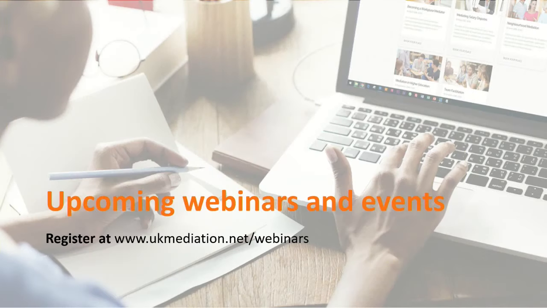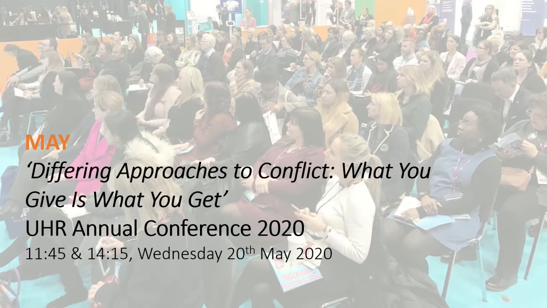And just to say that round the corner, we've got a few more webinars and events coming up. The one that's particularly pertinent for HE is about a presentation that I'm doing with Samantha Burkett. This is in May this year, plenty of warning here, at the university's HR annual conference, which we're doing twice on Wednesday 20th of May. So anybody who's going to the UHR conference, I look forward to seeing you there. And we're talking about differing approaches to conflict. What you give is what you get. I'm talking with Samantha about the culture of collaborative conflict resolution, about if we approach conflict in a particular way, then we're going to get particular results. So do join us in May for that.